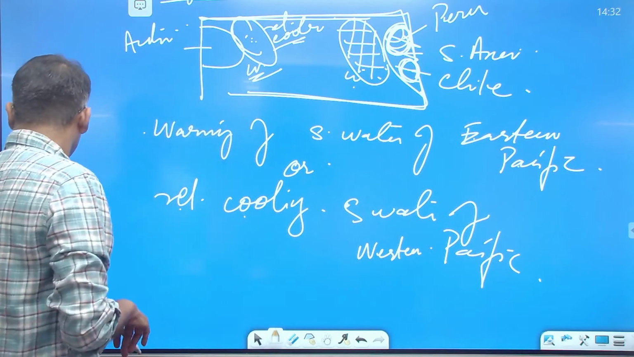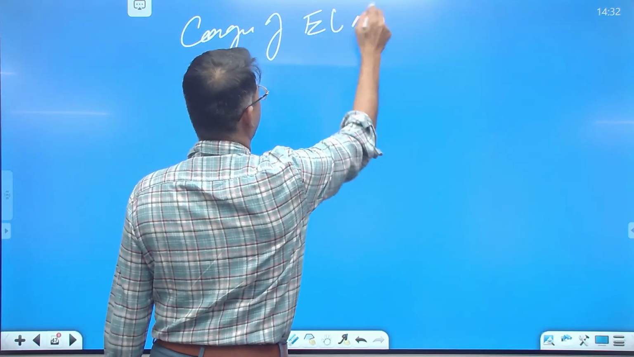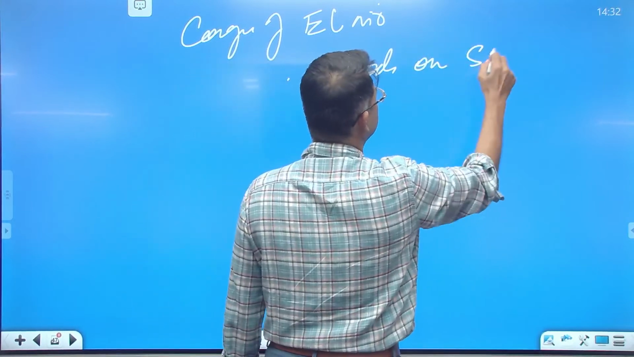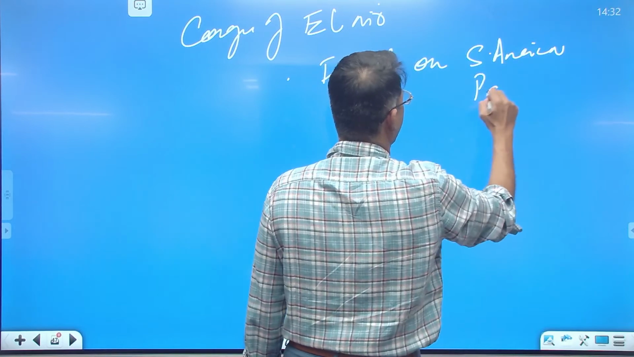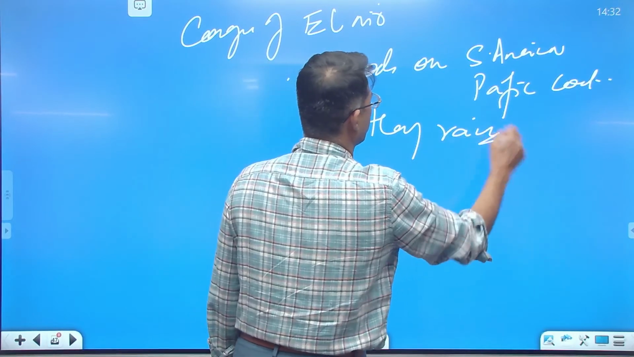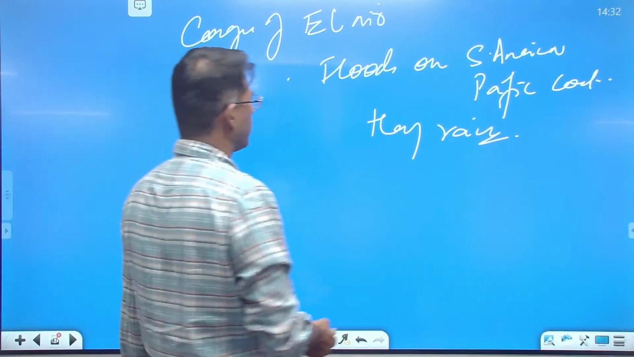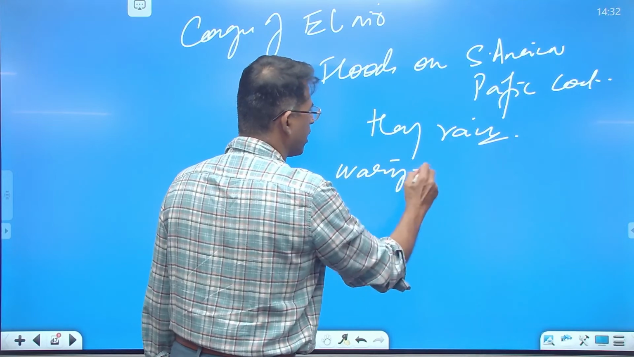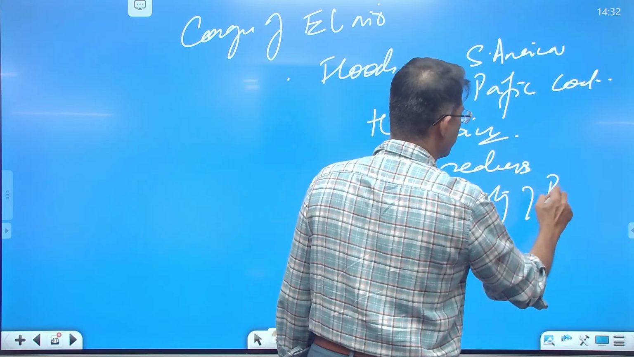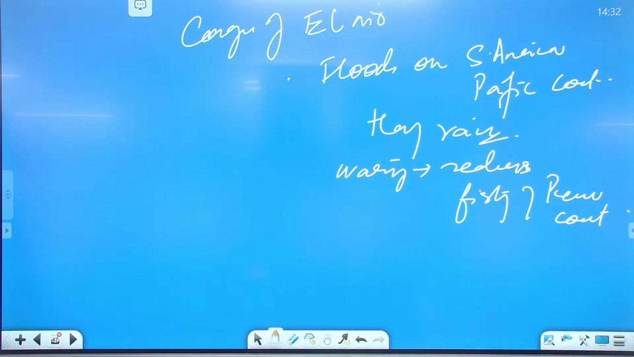Now the consequences of El Nino: there are floods and heavy rains on the South American Pacific coast. This warming reduces the fishing on the Peru coast.